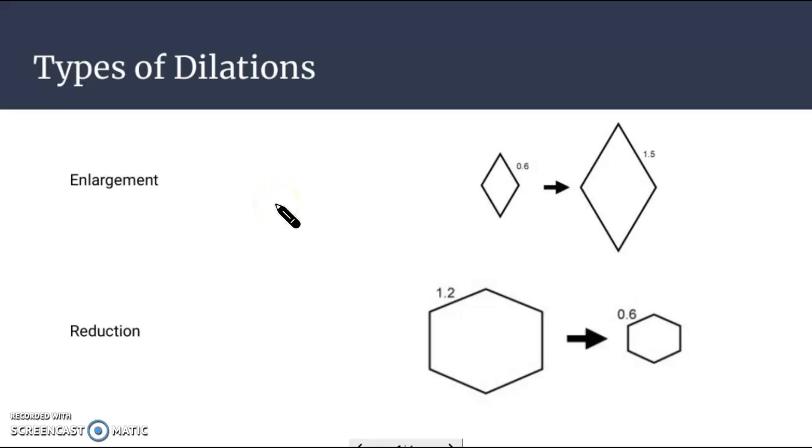Welcome back, everybody. Today we're going to be talking about dilations and scale factors and how to compute scale factors. We'll talk about dilations first. A dilation is taking an object, a two-dimensional object, and either shrinking it or making it bigger.